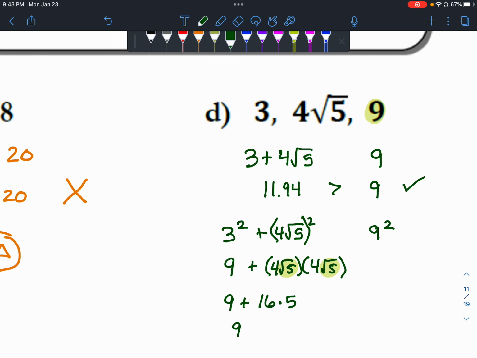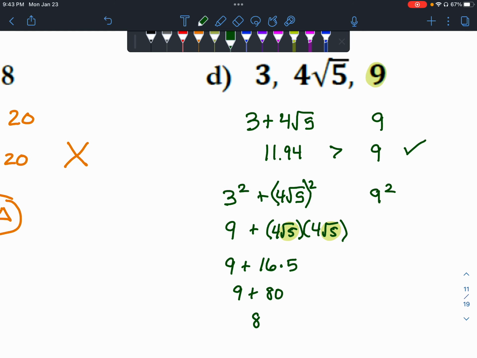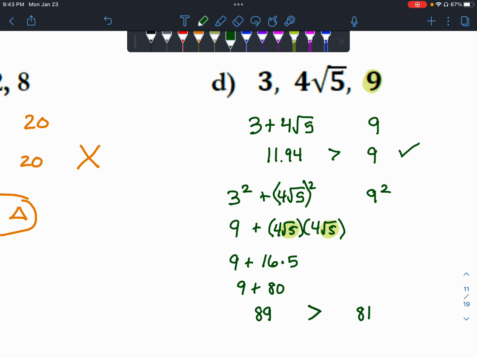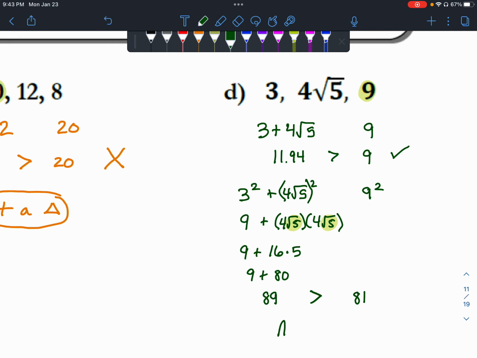This means we have 9 plus 80. We get a grand total of 89. What does that value compare to the 81 we get from the 9 squared? I believe 89 is larger than 81. From our notes that we took earlier, that means we have ourselves an acute triangle.